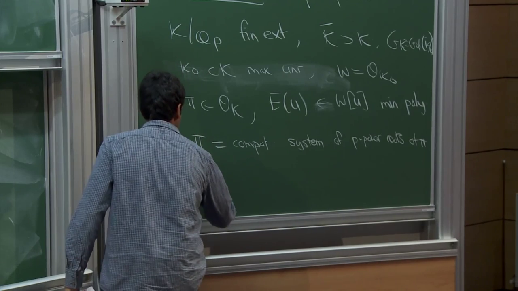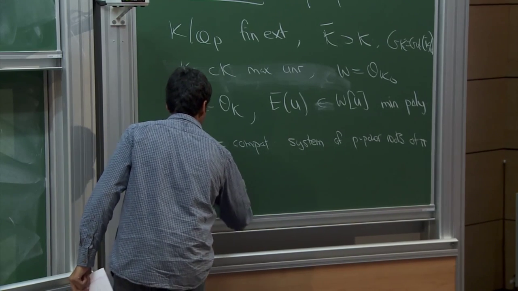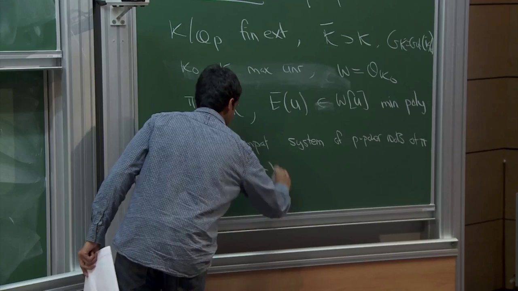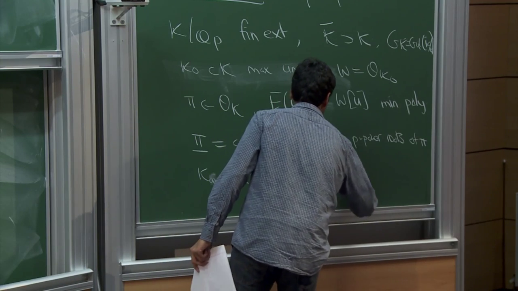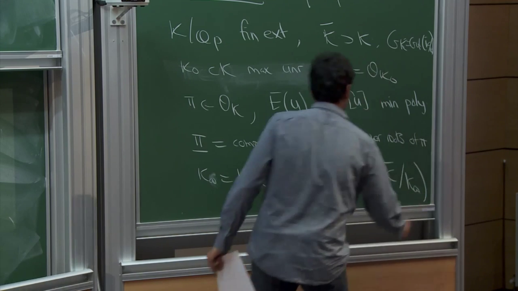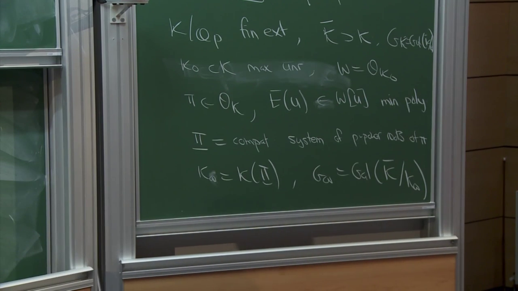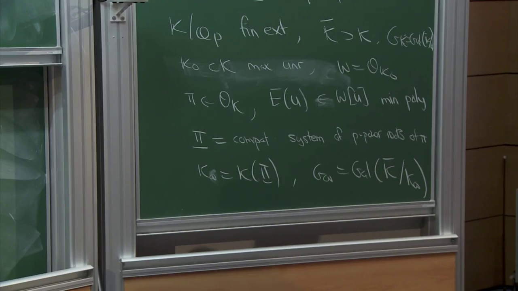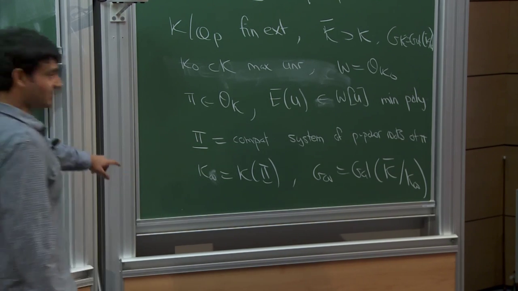And K_infinity is going to be K adjoin all these roots, and G_infinity is the Galois group of the resulting field. I apologize, but maybe one thing to remark is that this is not the same K_infinity as in the previous talk. This is not the Galois extension.